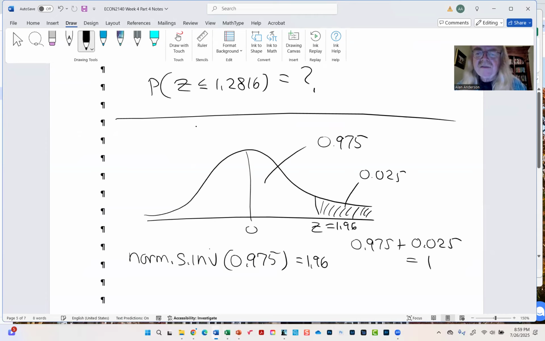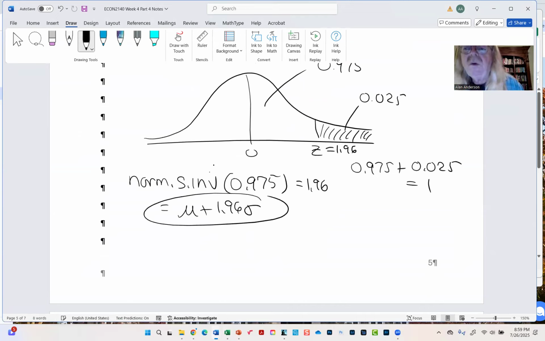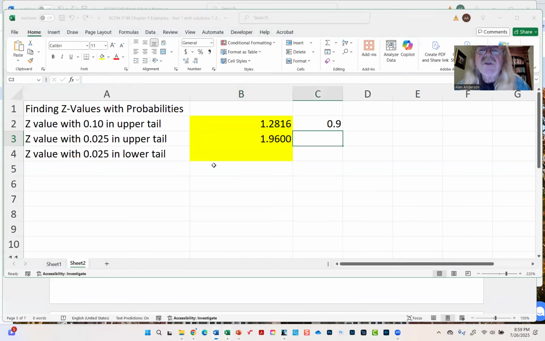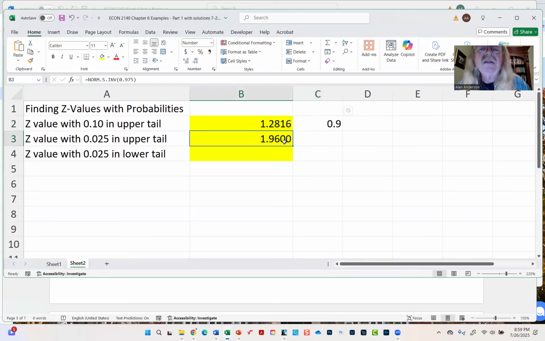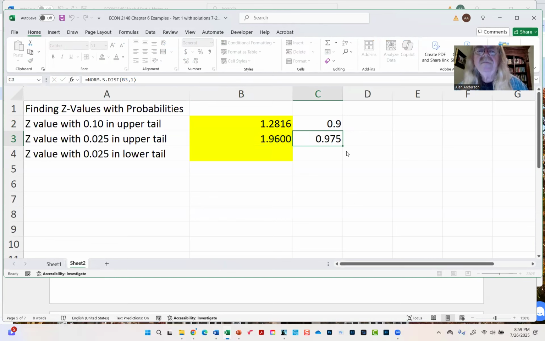And remember, that means the mean plus 1.96 standard deviations, or 1.96 standard deviations above the mean. And again, we can do a double check. As a matter of fact, I can just drag this down, and there it is, because what it's asking for is the norm.s.dist of this number and 1.